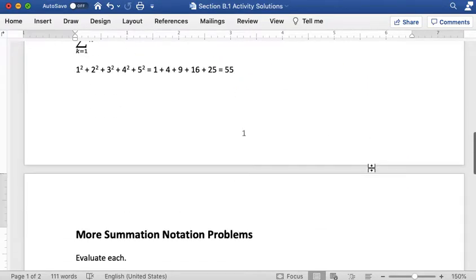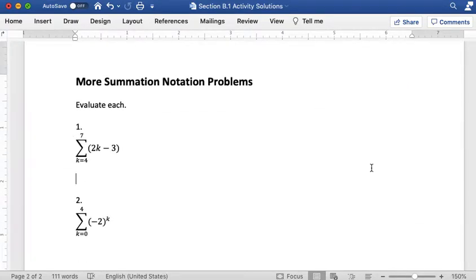I usually prefer to write it out vertically because I think it better helps me to keep track of what's going on. You can do whatever works best for you. So I'm going to start by plugging in 4. And I'm plugging in 5, 6, and 7. And each one I'm plugging into 2k minus 3. So I multiply the number by 2 and then subtract 3 from that.